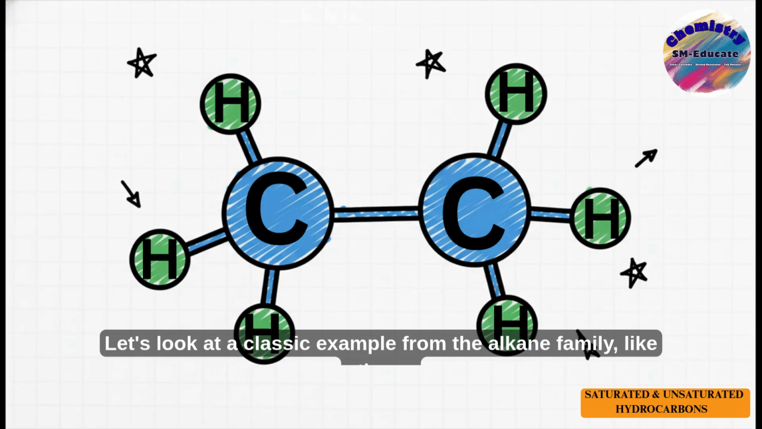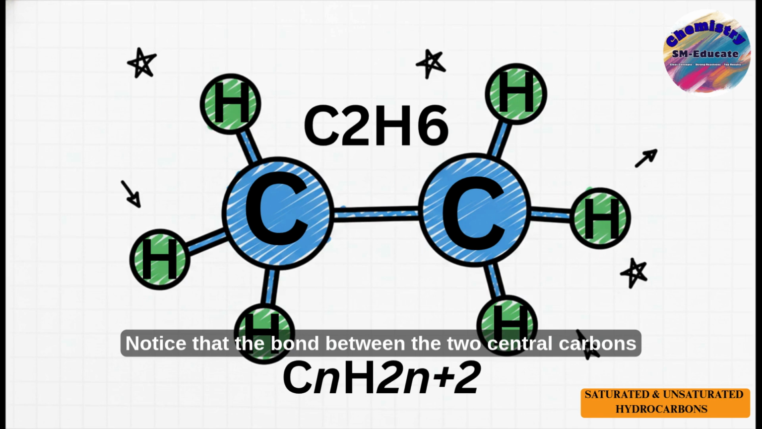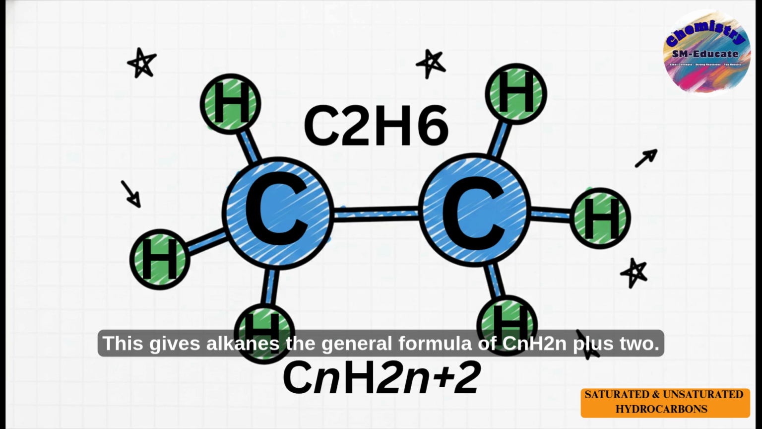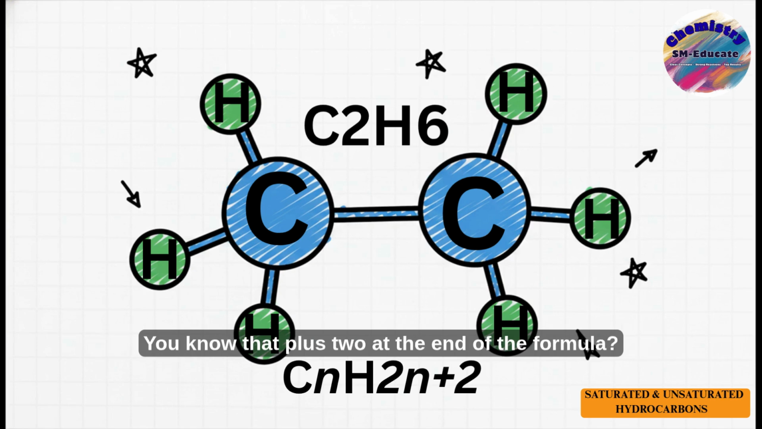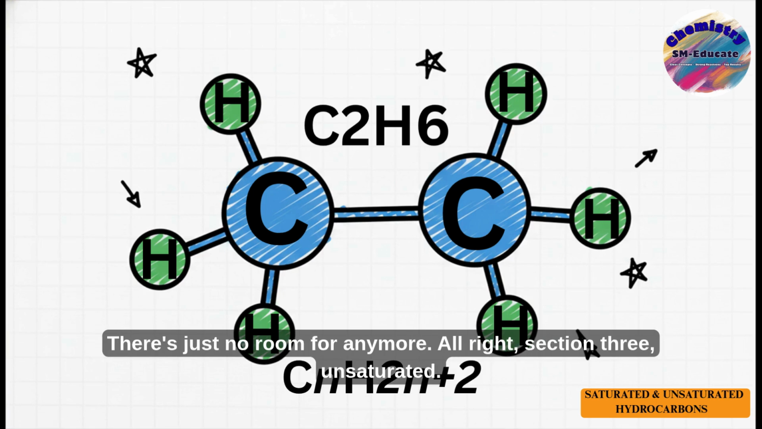Let's look at a classic example from the alkane family, like ethane, which is C2H6. Notice that the bond between the 2 central carbons is just a single line. They're perfectly full, holding the absolute maximum possible number of hydrogen hands. This gives alkanes the general formula of CnH2n+2. You know that plus 2 at the end of the formula? That is literally the mathematical proof that they've packed in as much hydrogen as physically and chemically possible. There's just no room for any more.